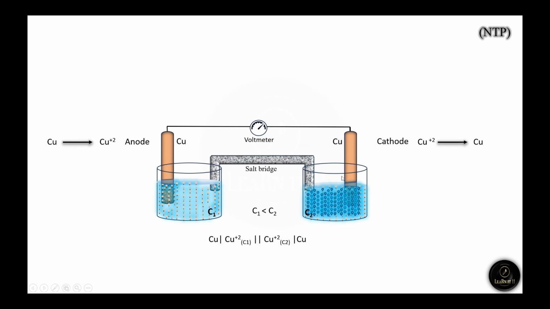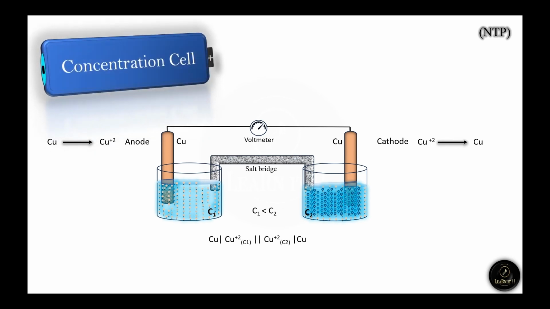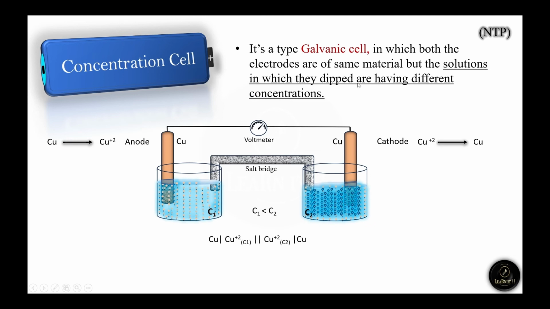Here both the materials of the electrode are the same, but the concentrations in which they are dipped are different. So such types of cells are called concentration cells. Remember, this is a galvanic cell. So a concentration cell is a galvanic cell in which both the electrodes are of the same material, but the solutions in which they are dipped have different concentrations.